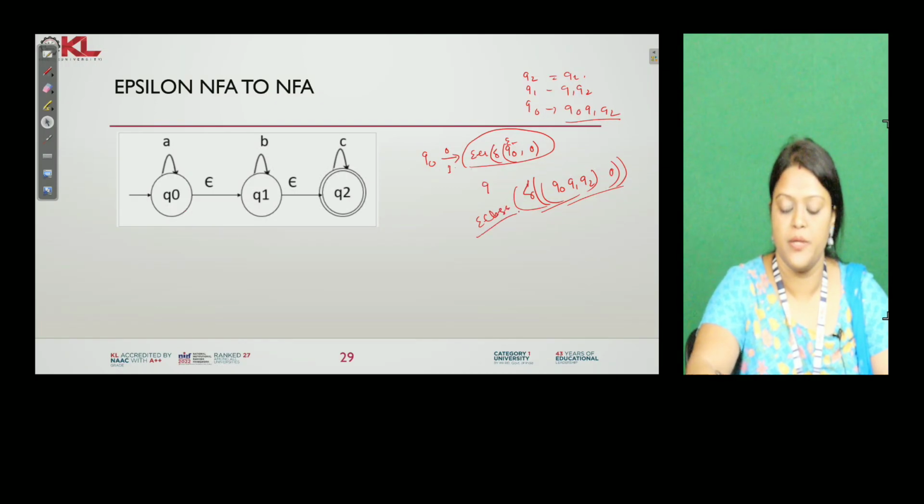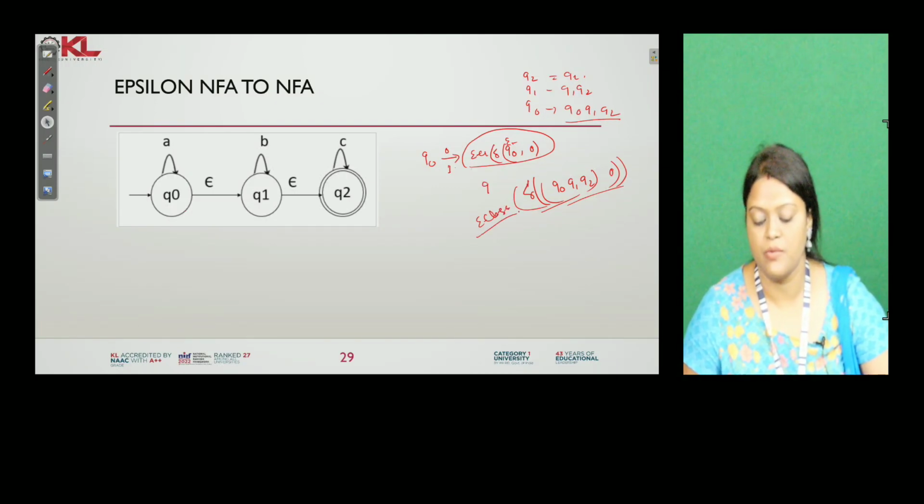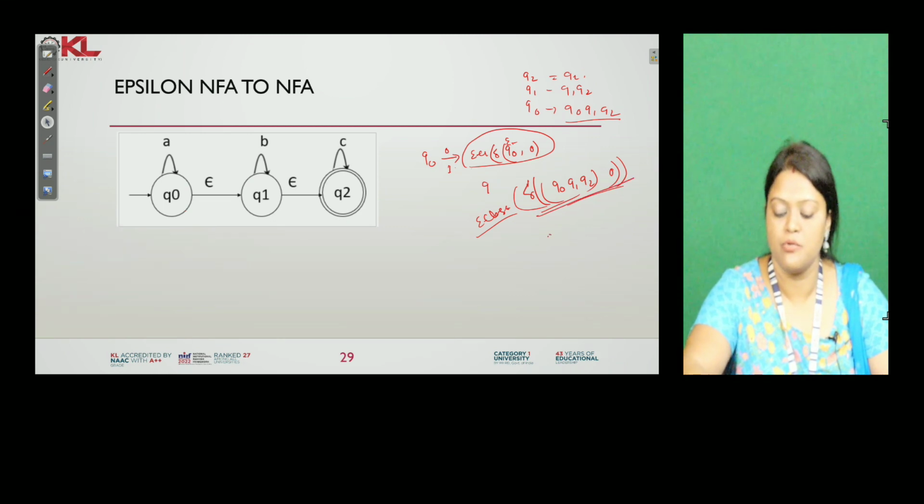Whatever the output will be. Now to check this one, we have to divide this into three parts, that is del of Q0 0 union del of Q1 0 and union del of Q2 0. And after finding all these things, we have to find the epsilon closure.